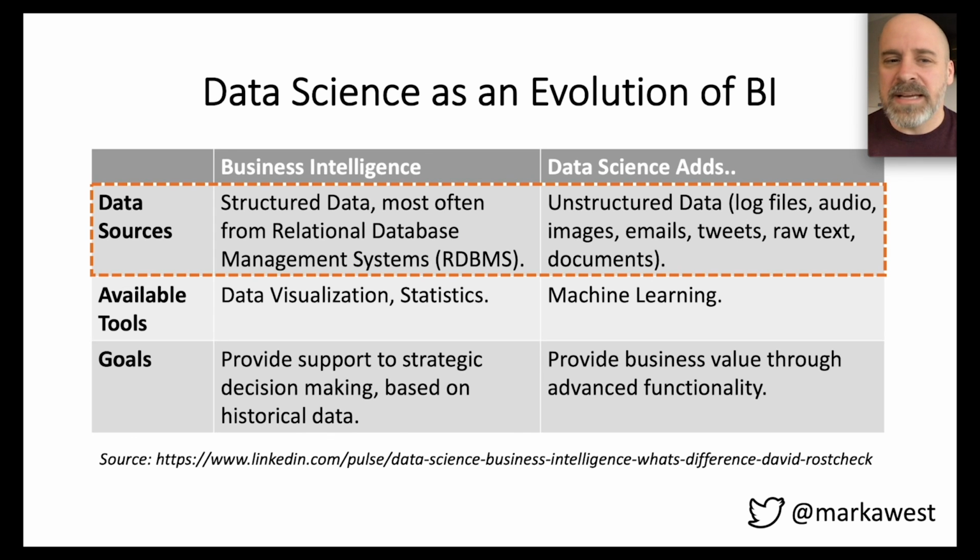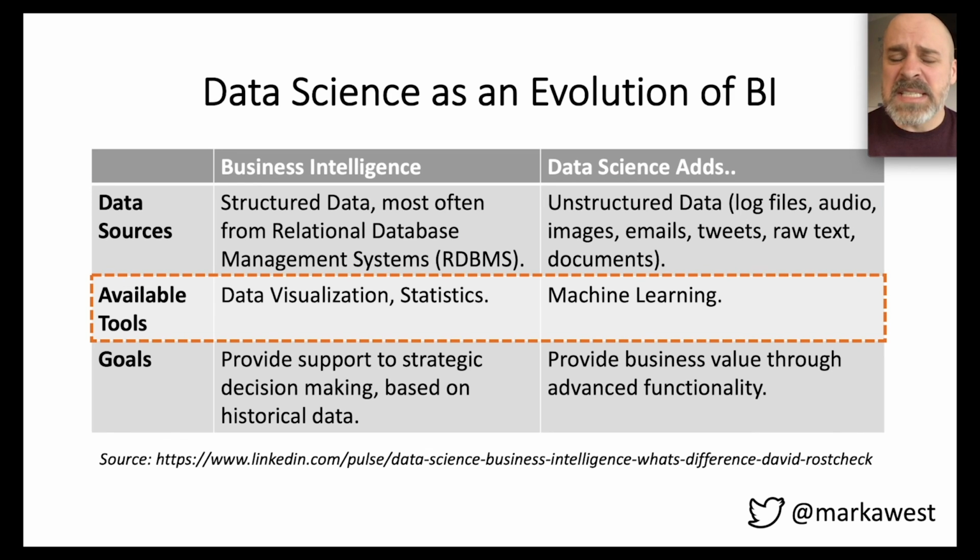One is data sources. Traditional BI focuses on structured data in data warehouses, whereas data science adds the ability to work with unstructured data. Business intelligence is all about relational database management systems, whereas data science allows us to work with log files, audio, images, emails, natural language, all that good stuff.